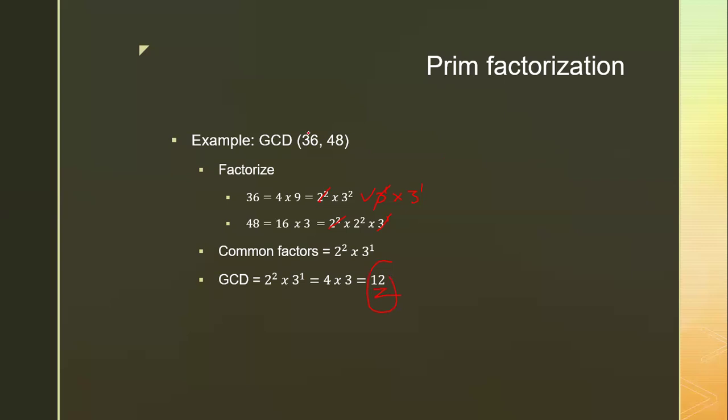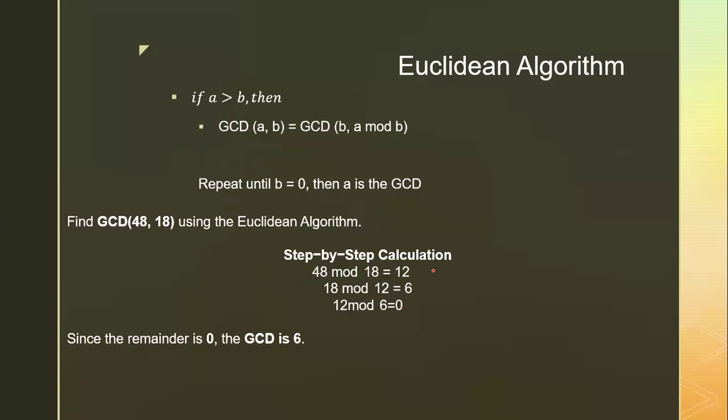Okay, 2 can enter into 36, 2 can also enter into 48. Yeah, 6 can enter into 36, 6 can enter into 48 as well. But then the greatest common divisor using the prime factorization method is 12, because we're looking for the largest positive integer that we can use to do that. Okay, I hope that makes sense.